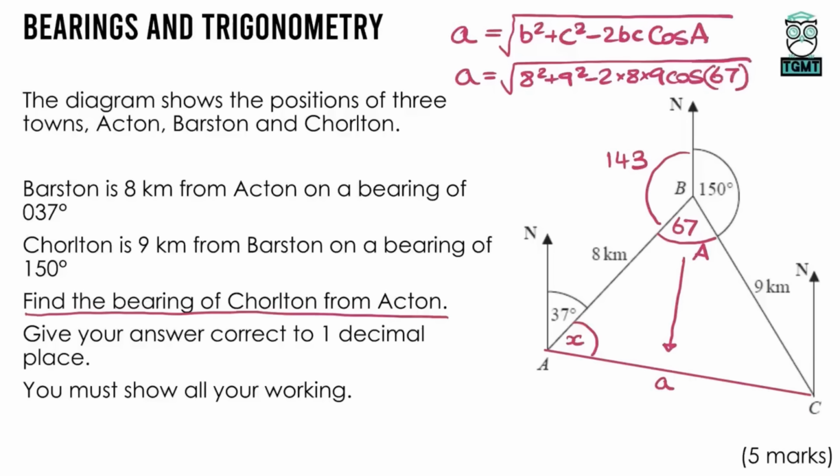So if we type that into our calculator, the square root of 8 squared plus 9 squared minus 2 times 8 times 9 cos of 67, we get A is equal to 9.4199. And that's our length down here, so 9.4199. Now we can actually use the sine rule.